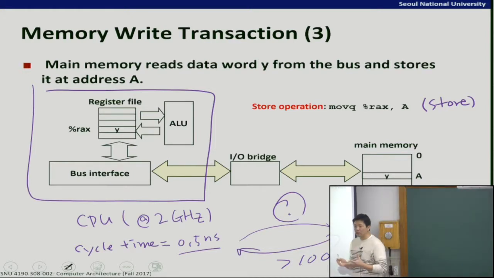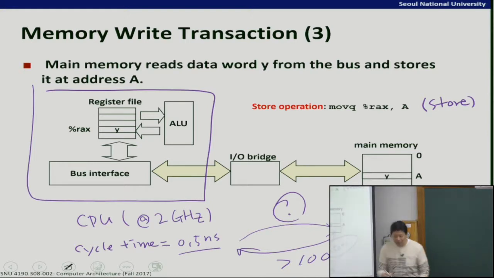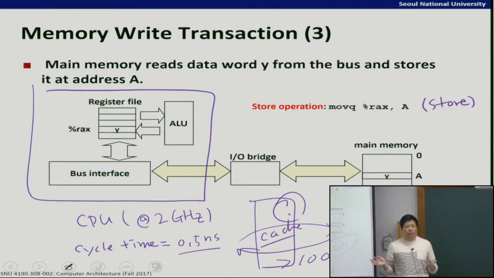So that's the reason why we introduced cache. Between these two things, we place what is called cache. And cache solves the problem of the long access time of memory. So I'm going to explain what cache can do for us.